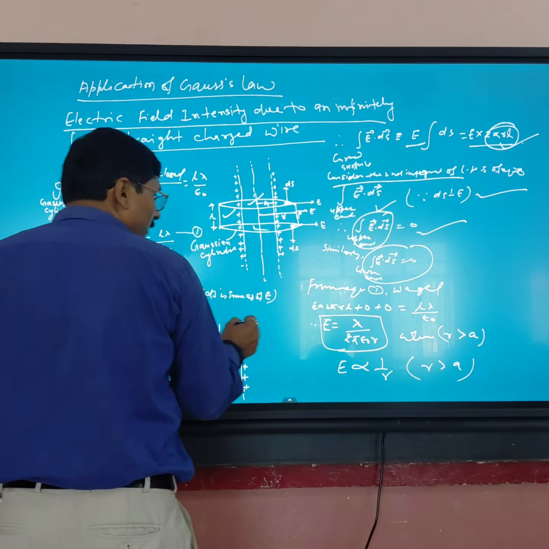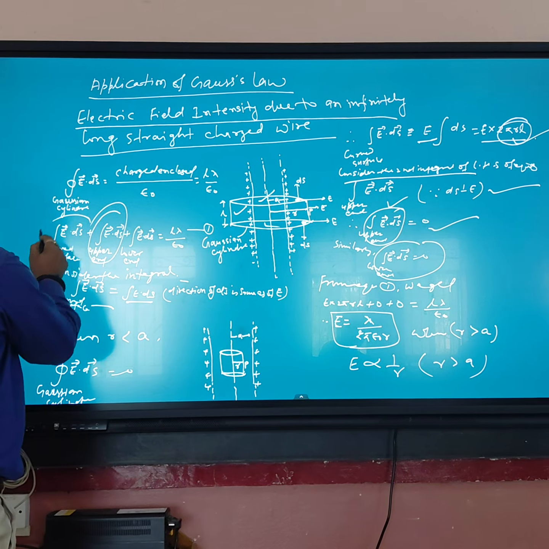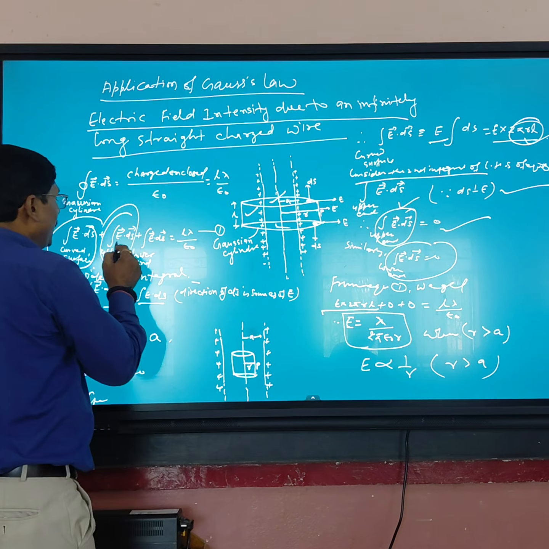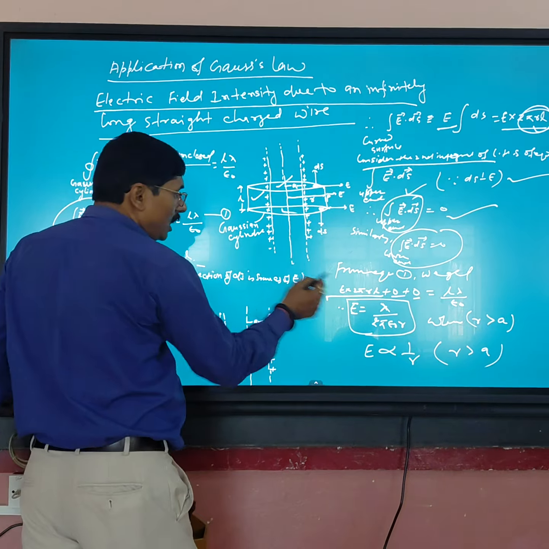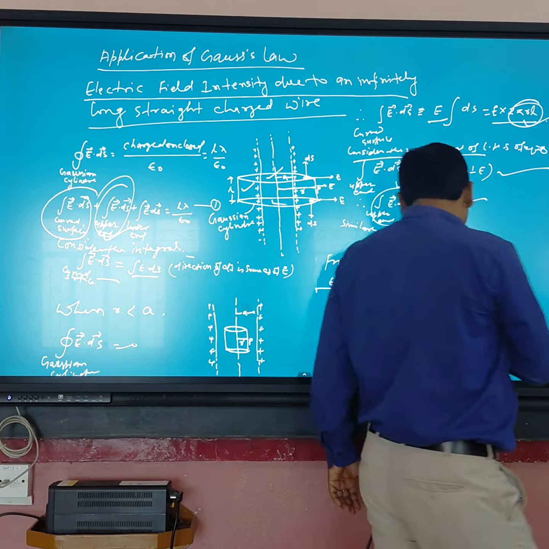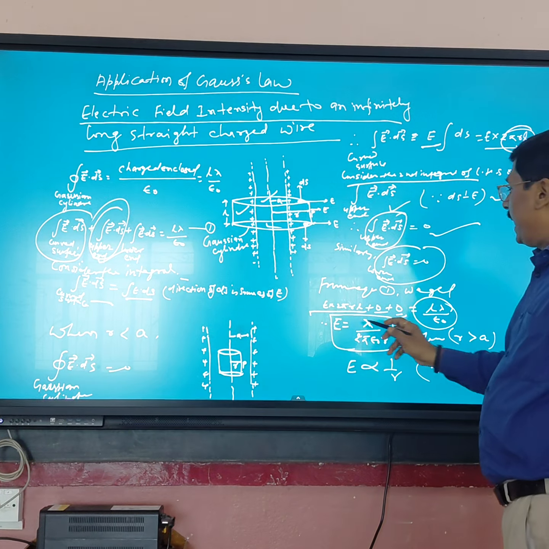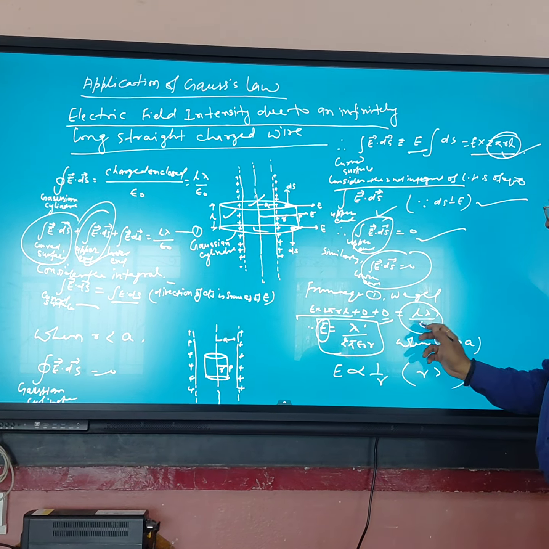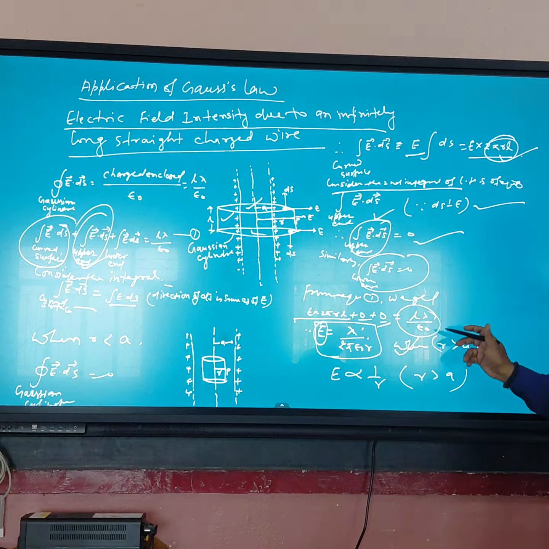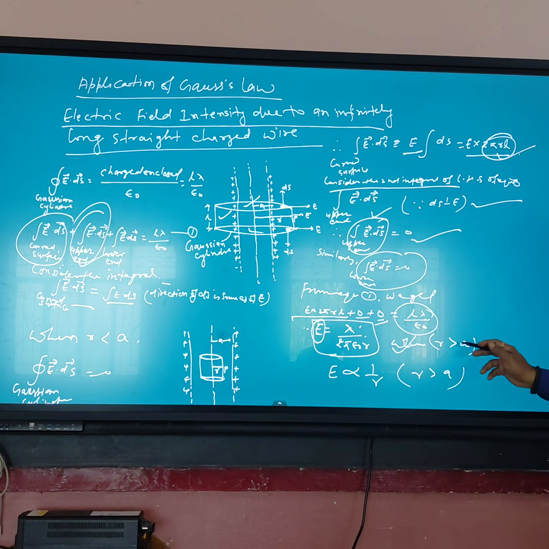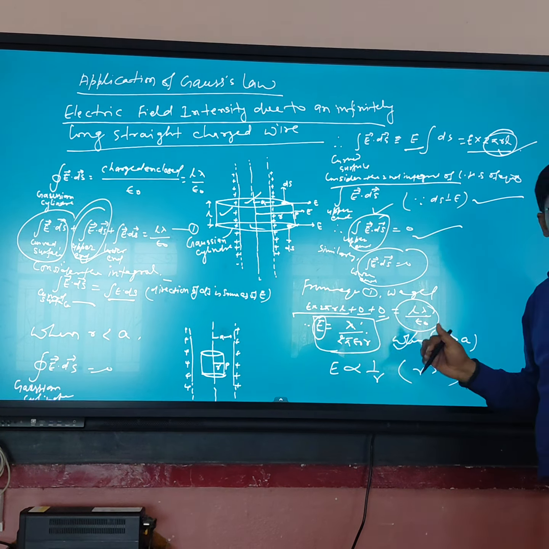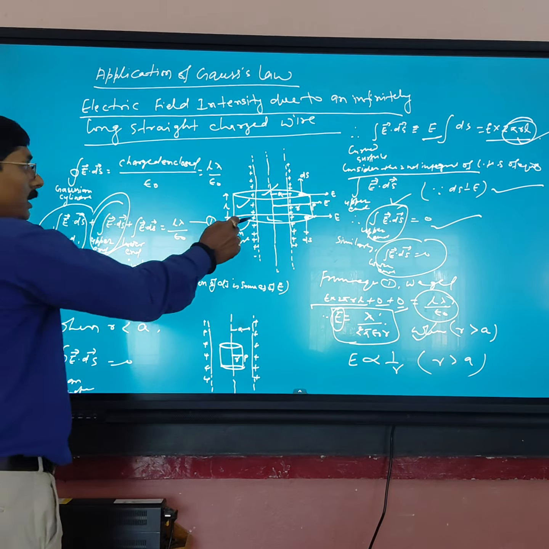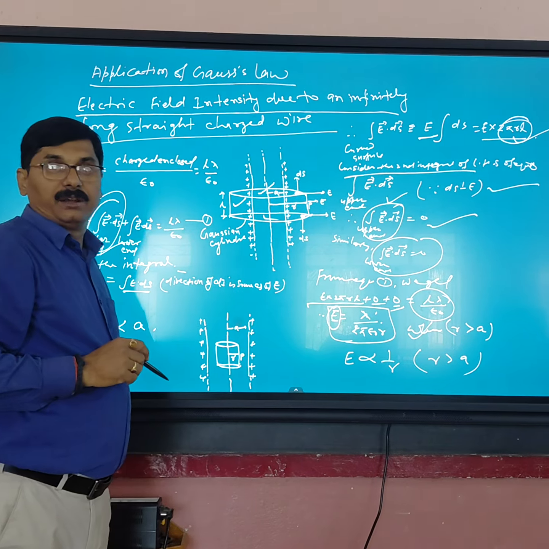from equation 1, E ds for the curved surface, E into 2 pi r l, and the upper end is 0 and the lower end also 0, is equal to L lambda by epsilon. And the total intensity is lambda by 2 pi epsilon naught r. On which condition? When r is greater than a, means the point on which the Gaussian cylinder is drawn is outside the charge cylinder.